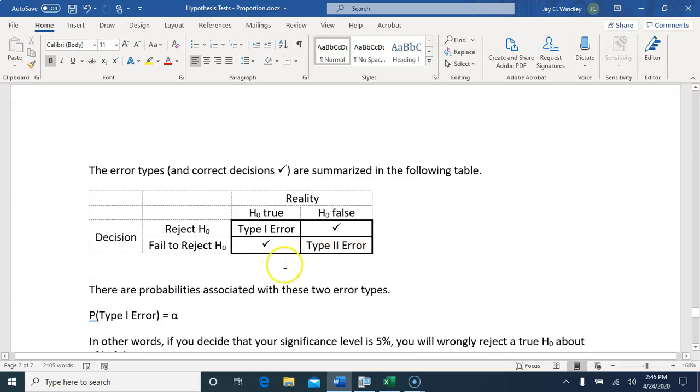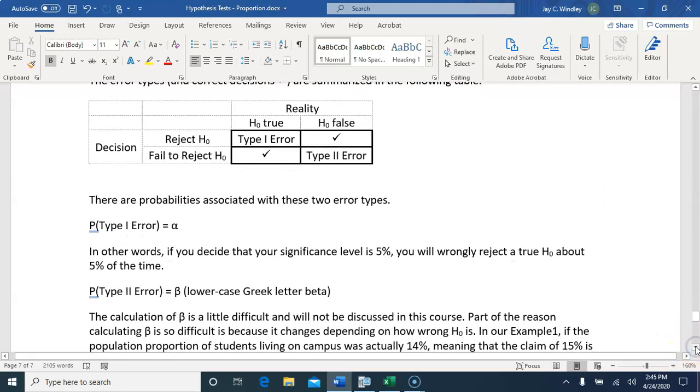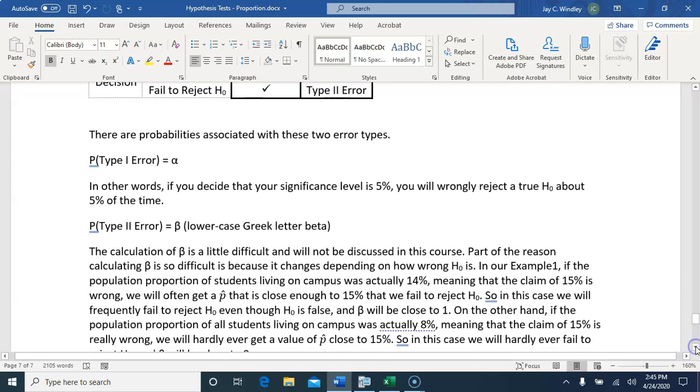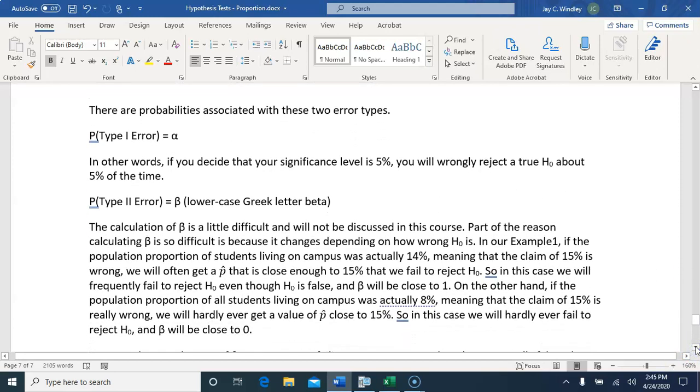These errors have probabilities associated with them. The probability of a type 1 error is simply alpha, whatever our significance level is. So if alpha is 0.05, then you're going to wrongly reject H0 about 5% of the time, because about 5% of the time you will get a goofy sample that will cause you to reject the null hypothesis.